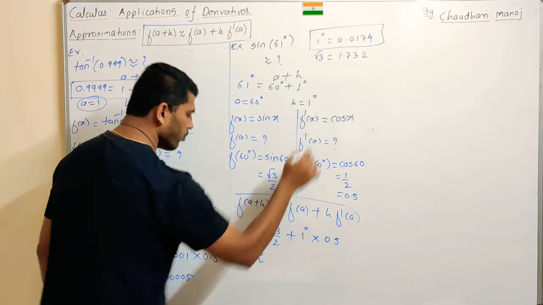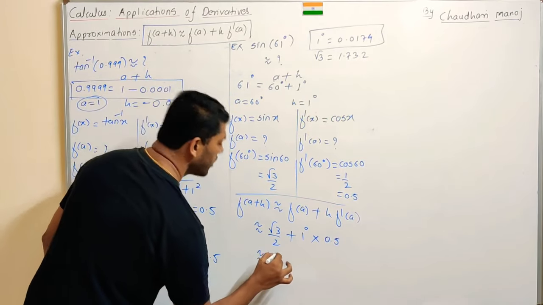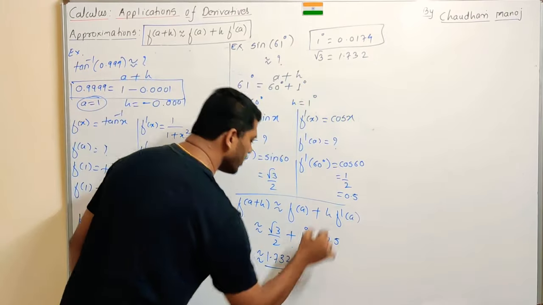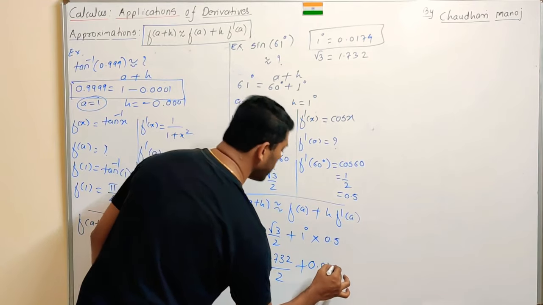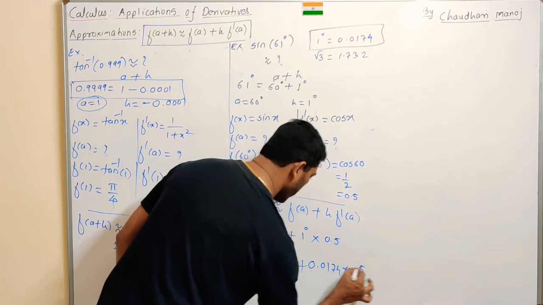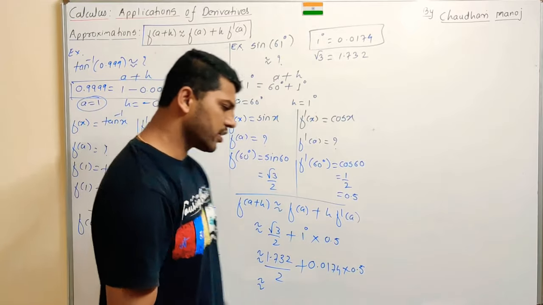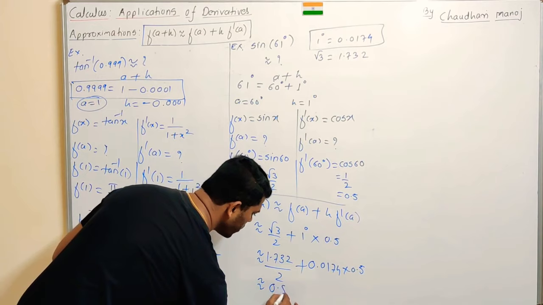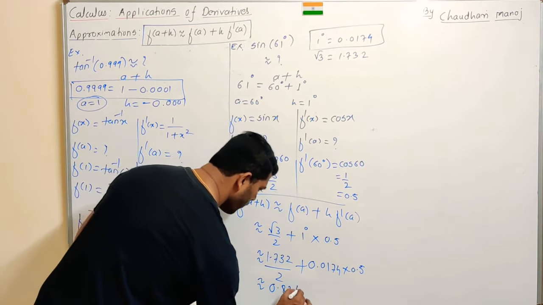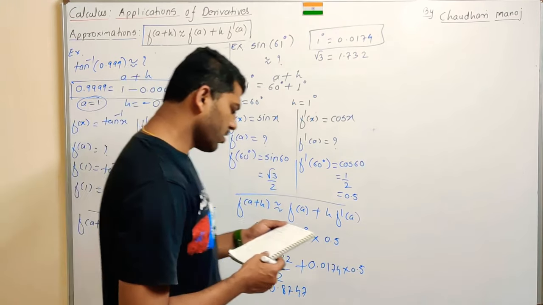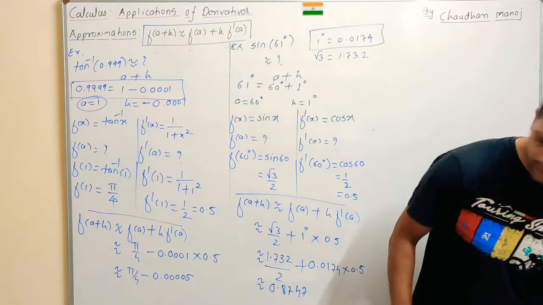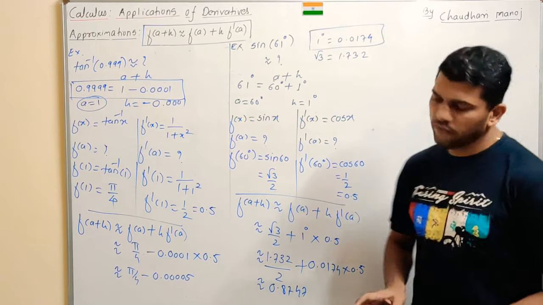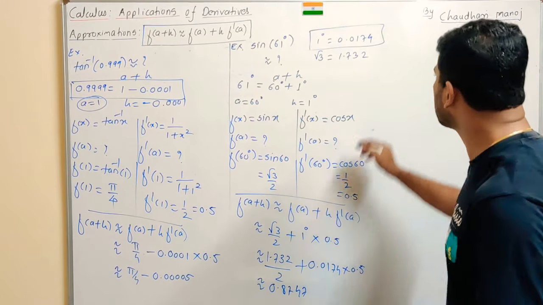Also substitute the value of root 3 over here, so it's 1.732 divided by 2 plus, and replacing this 1 degree using 0.0175 into 0.5, and the rest of the job is with you people. So quickly find out this answer and cross check with this 0.8747. Just cross check whether your final answer is exactly equal to this or not. So I hope you got this question of finding the approximate value of sine of 61 degree also.